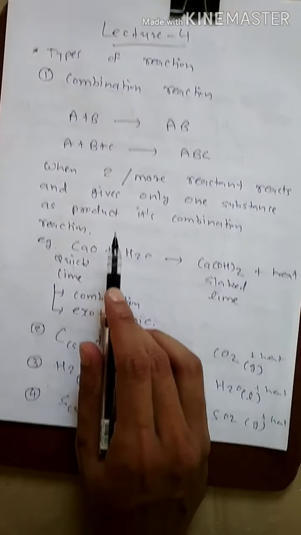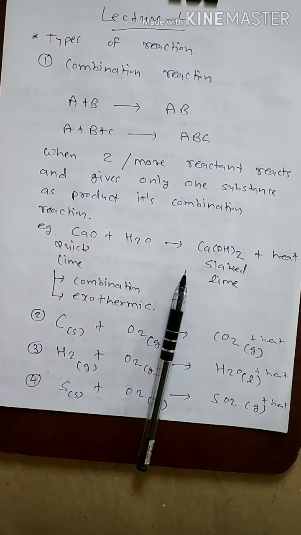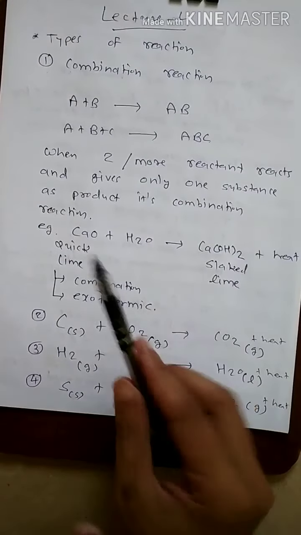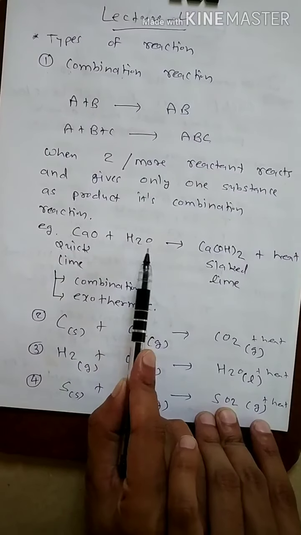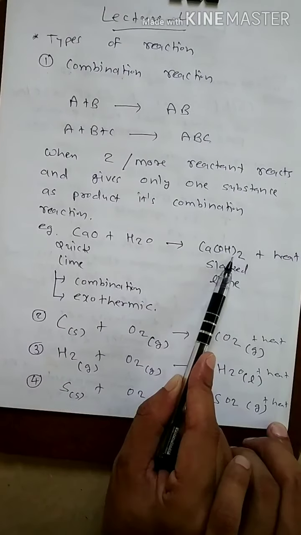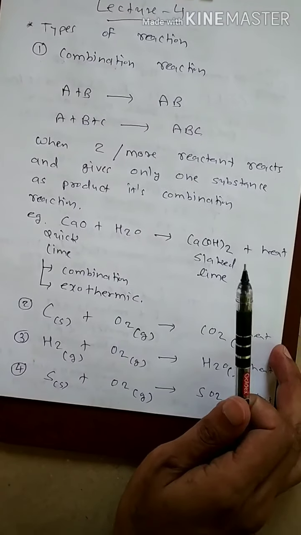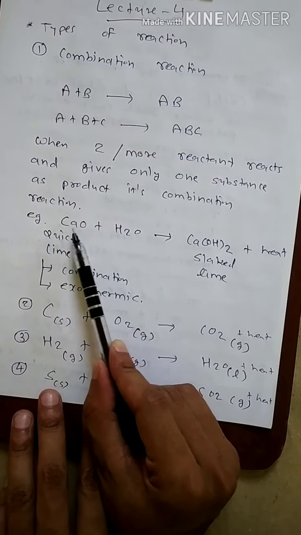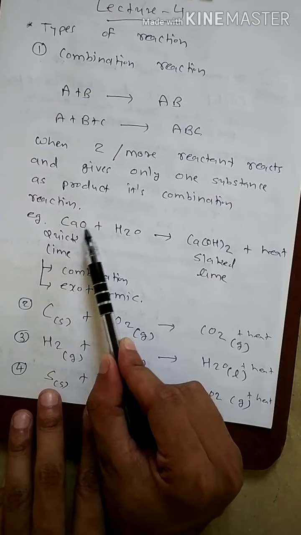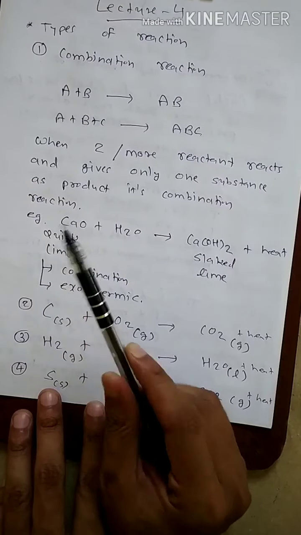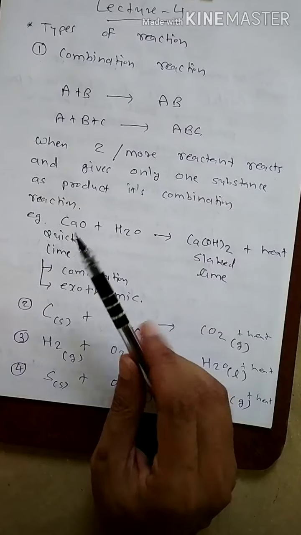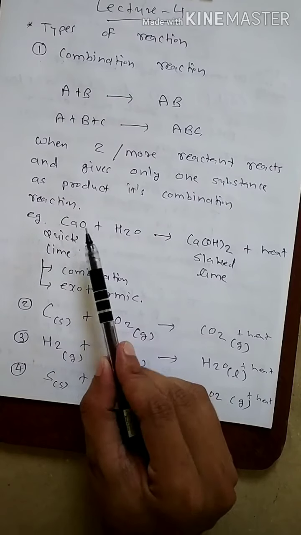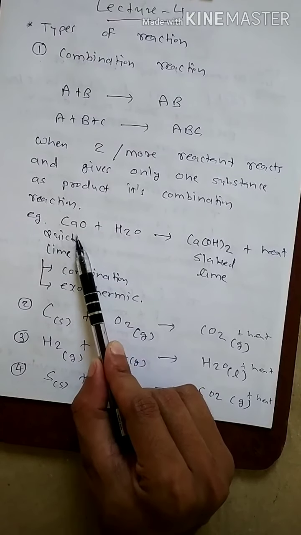Now an example for that is calcium oxide plus water gives calcium hydroxide and heat. Now here you can see the common name for calcium oxide. This is calcium oxide. The common name for that is quicklime. Remember the common name also. In the exam, they can ask the question from the common name also. So the common name for calcium oxide is quicklime.